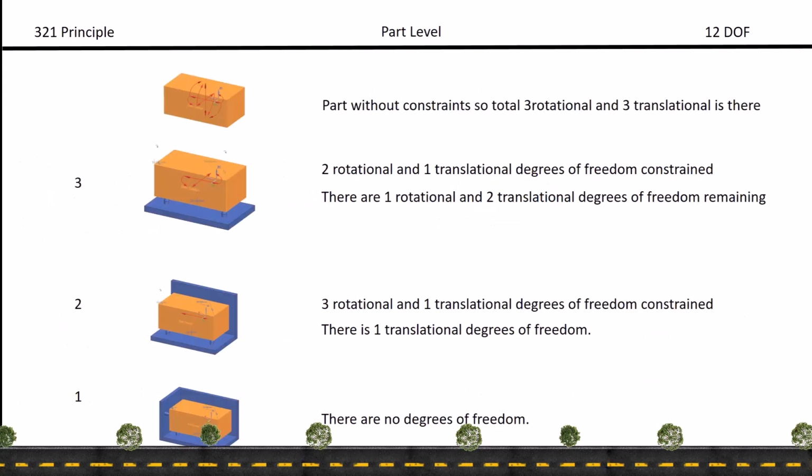So now the 3-2-1 principle approach for the part level. I am showing that the part is in a free state, a part without constraints. So the total 3 rotational and 3 translational degrees of freedom are there. So this is a free state condition. Now we can approach the 3-2-1 principle. As per the primary datum, the point of contact is 3. So 2 rotational and 1 translational degree of freedom are constrained. There are 1 rotational and 2 translational degrees of freedom remaining. And for the secondary datum, 1 rotational and 1 translational degree of freedom are constrained. There is 1 translational degree of freedom remaining. And the final one, the tertiary datum, there is no degree of freedom left; it is constrained properly so that all the degrees of freedom are constrained for this part level. So this is a part level approach.